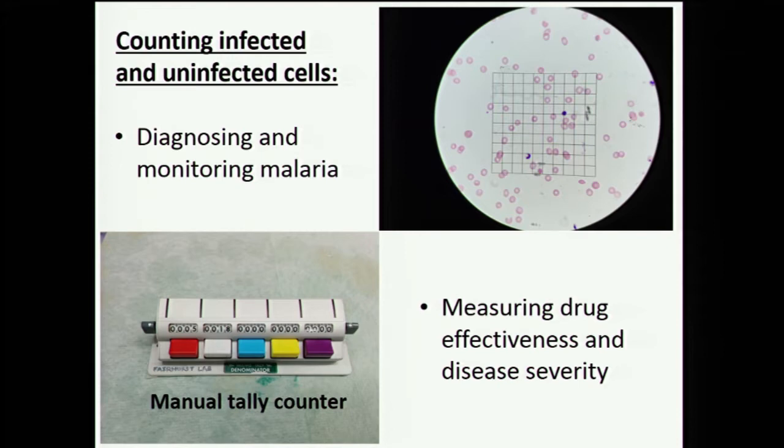Usually they use some helps, mechanical helps more or less. A grid, for instance, here, so that they don't count any cells twice. Or here a manual tally counter, so that they press the button while looking through the microscope, so that they don't get confused while counting. They usually count up to 1,000 red blood cells and then compute how many of these are actually infected, which gives them the infection ratio. And that infection ratio is usually used for, of course, diagnosing malaria and also for measuring drug effectiveness, drug resistance and disease severity.